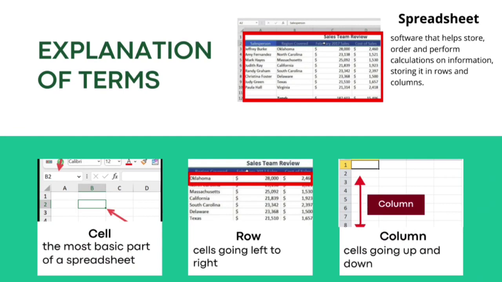And so the very first term is an electronic table. It means software that helps store, order, and perform calculations on information, sorting it in rows and columns. And cell, the most basic part of a spreadsheet. And in cells you can enter text, numbers, dates, and other data. And also row, cells going left to right. Column, cells going up and down.